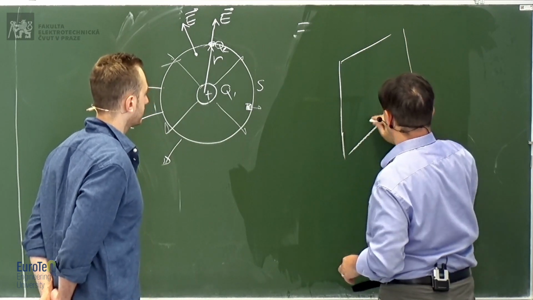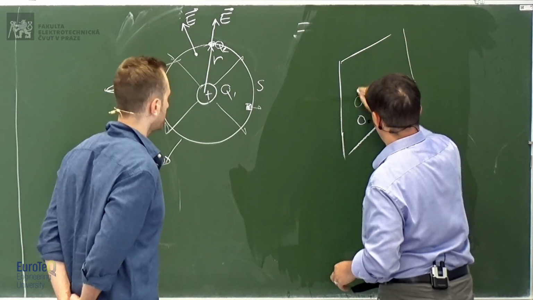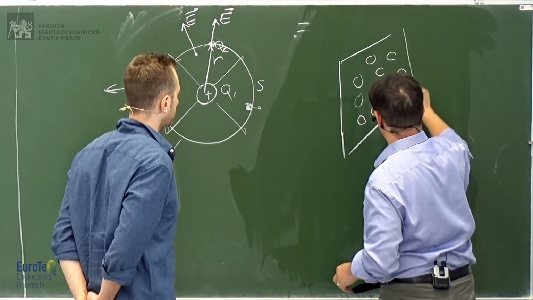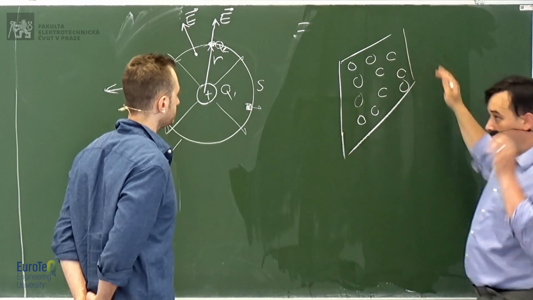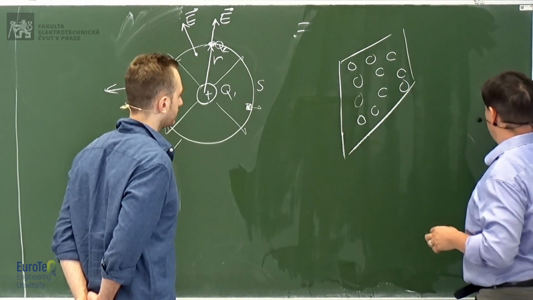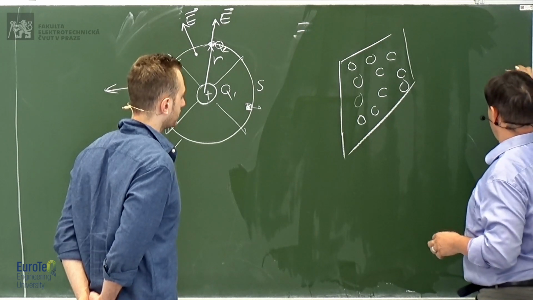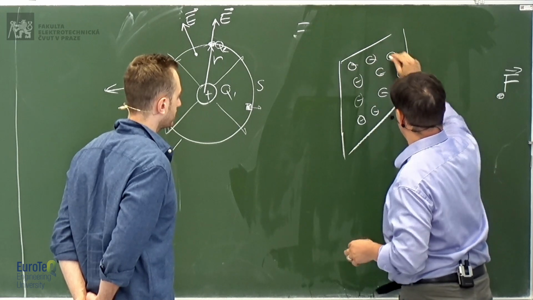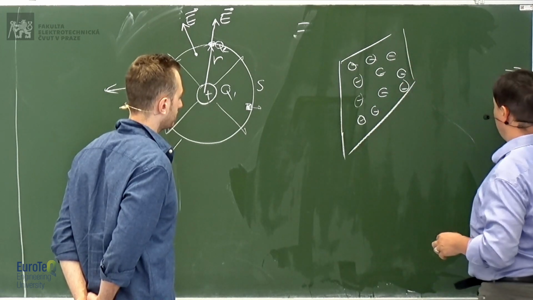Well, not a very good plane, but... Oh, I see it. So where you have different charges, okay? Uniformly distributed. So there is a uniform distribution of charge on this plate. And you're here. Which force do you feel? Let's say these are all negative, and this is positive.